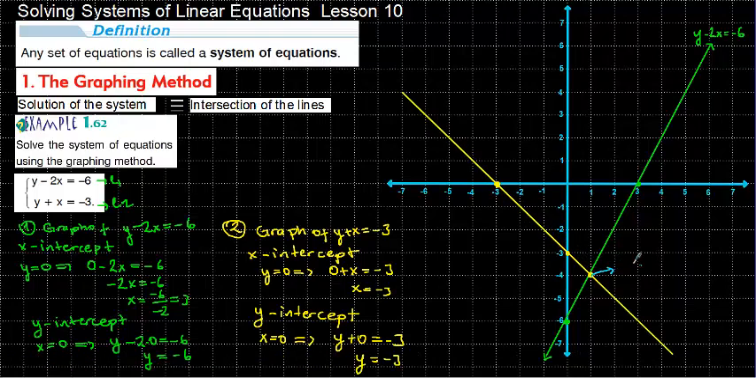Here, this point, when we continue to the x-axis, it is 1. It's obvious to see this one. And on the y-axis, it is minus 4. So the coordinate of the point is 1 and minus 4. So 1 and minus 4 is the intersection point. And the intersection of the lines, if you remember, gives us the solution of the system.